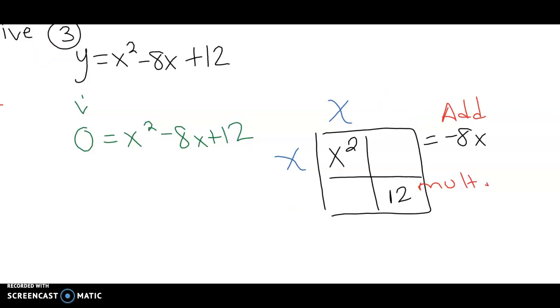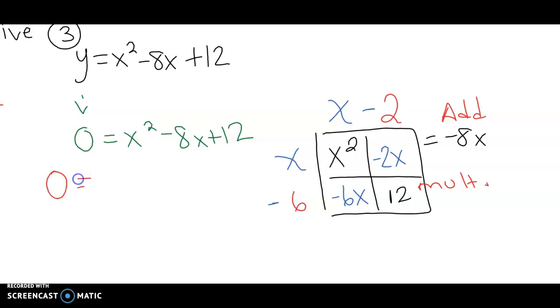2 and 6. 2 times 6. Let me try that one. 2 and 6 add to 8 and multiply to 12, but I need a negative 8. So that means that both of these must be negative. So that's a negative 2x, and that's a negative 6x. I have another video using the box method if you have questions on how that box method works. So make sure to check out the other video.